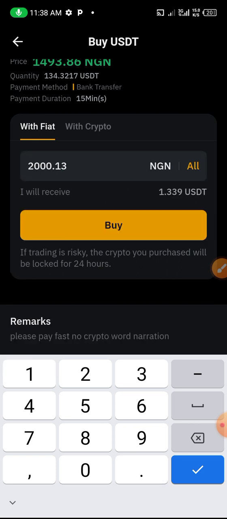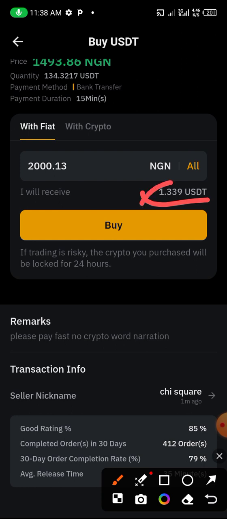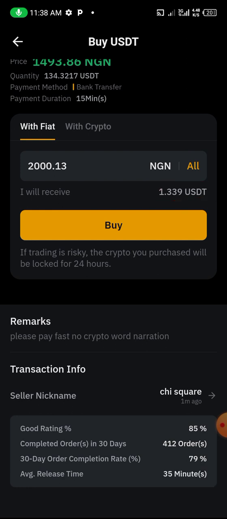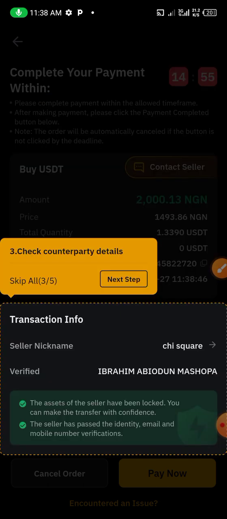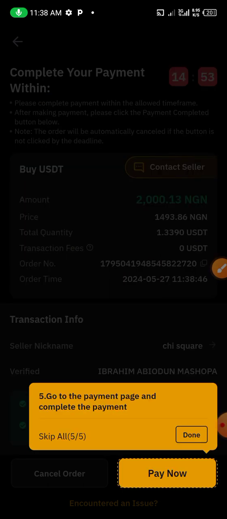2,000 is the least you want to sell. Okay, then that is $1 point something dollar. Look at the words here. Look at it, they will show you how many dollars it will be. That is $1.339. All right, then once you click on buy, now what happened? Now let me explain this place. I'm clicking on next step.